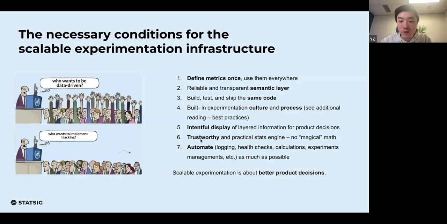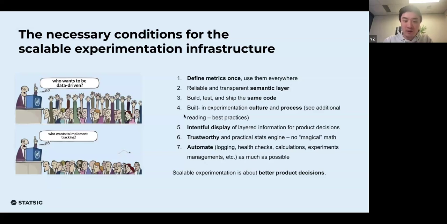The sixth one is a trustworthy and practical stats engine. You don't want to do fancy math. You actually want reliable math that people can understand, so people can really have confidence in their decision. They understand why they are making certain decisions. It never comes from a black box algorithm. The seventh one is that you should automate as much as possible.